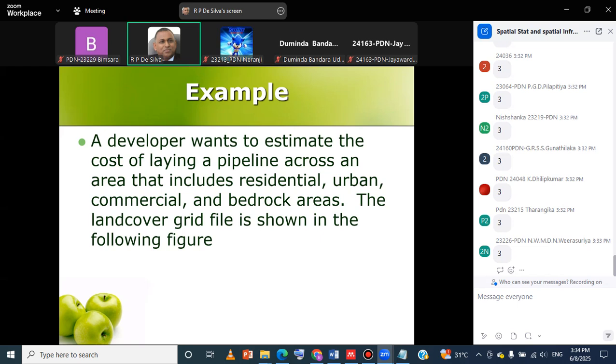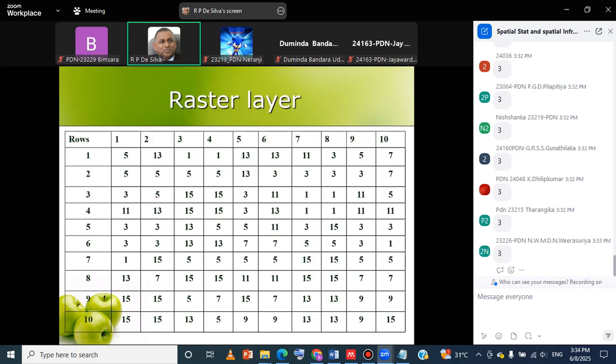The land use grid file is shown in the following figure. Whether it's residential, urban, commercial, or bedrock is given in the land use. Actually, it should be land use, not land cover, grid. Right, okay. This is the grid raster layer.